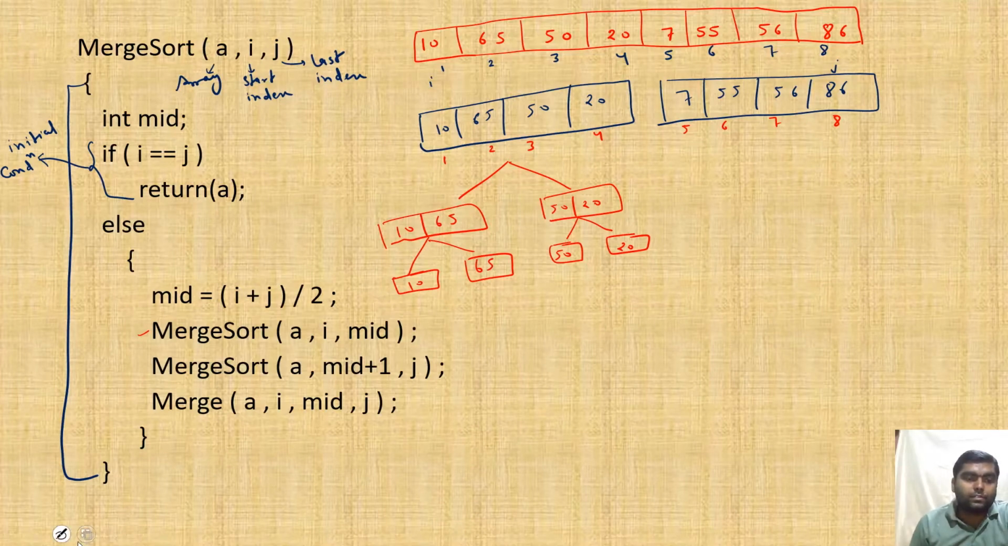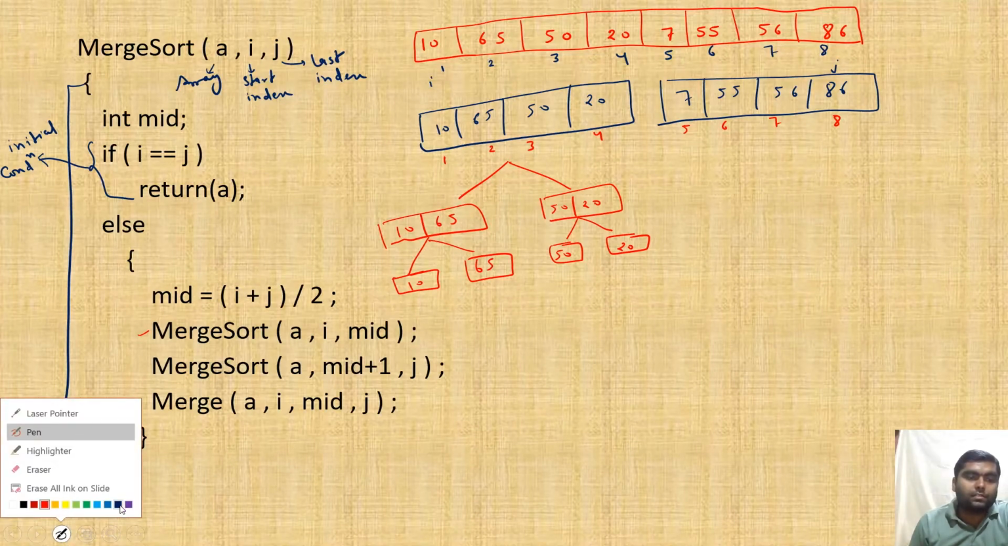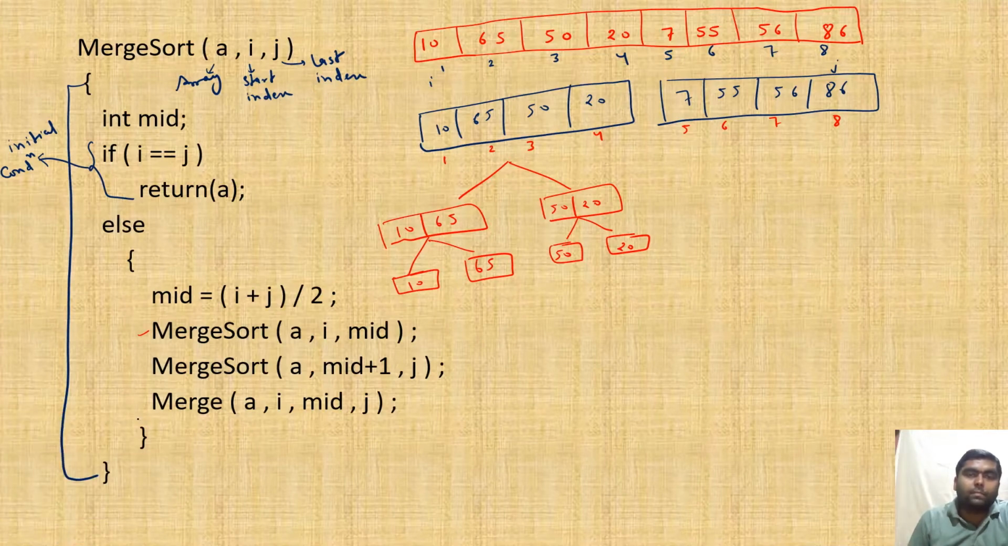So let us change the color, then it is clearly visible. So this final result will be 10 and this final result will be 65. So after here, 10 and 65. Here also it is 50 and 20, and here also it is 20 and 50. So what is going on here? This merge procedure plays an important role. This is merging the two sorted lists.